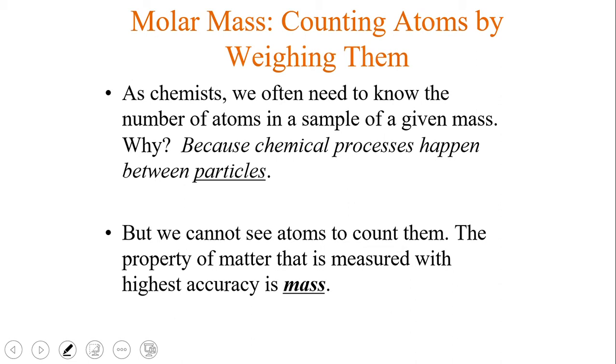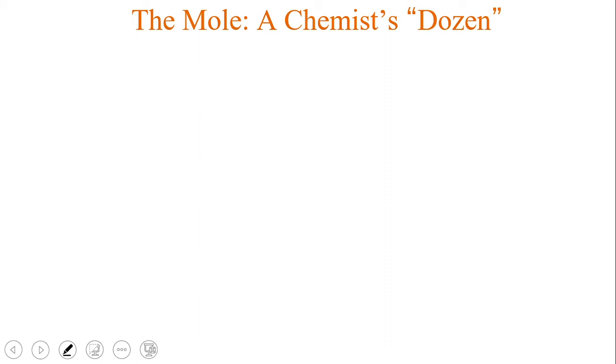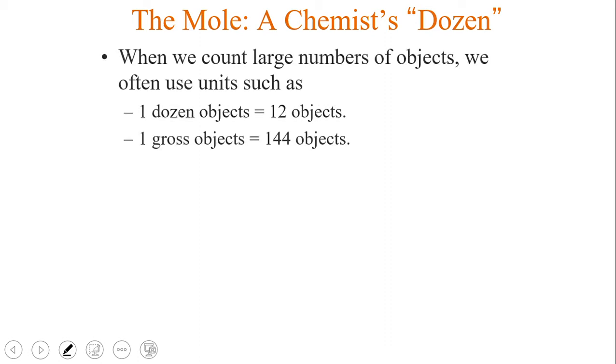But we cannot see the atoms to count them. What we can do though is measure with very high accuracy the mass of samples. Think about it. In our lab, we can measure masses to 4 decimal places with our analytical balances. With this mass spectrometer, you saw that we could go to 4 decimals of atomic mass units, which are even smaller. So you can see how we can measure this property with high accuracy. So what we're going to do is create a unit to scale up our work, and we're going to call this unit the mole.